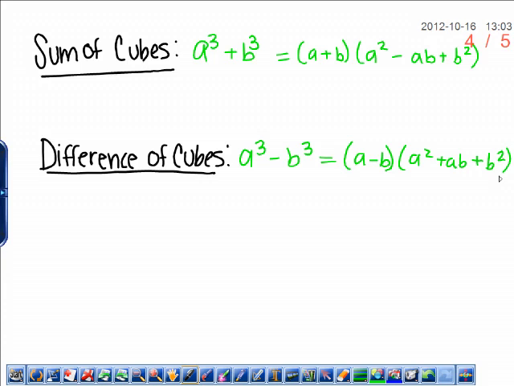Let's check one to show that I'm not faking you out. You want to check sum of cubes or difference of cubes? Sum, okay. So let's take the factored form, let's multiply it out and see if we get back to our original. Okay, so if I want to check this, I'm going to go ahead and double distribute.